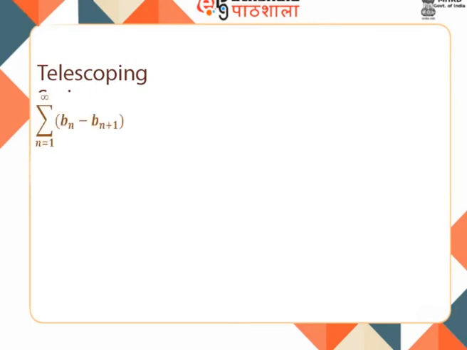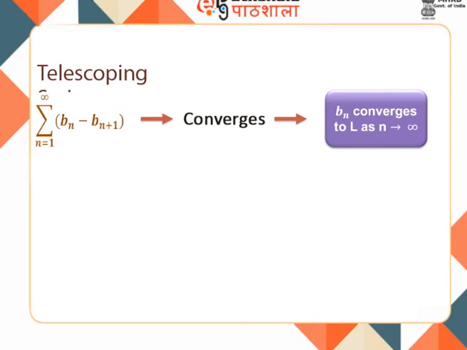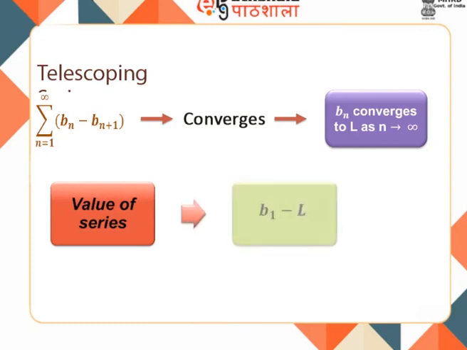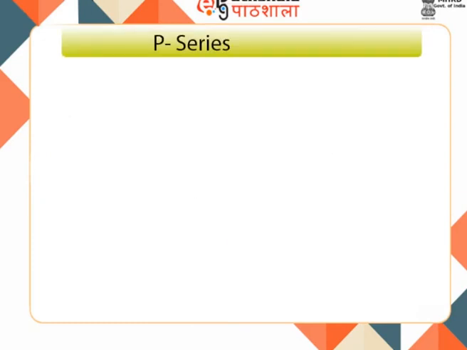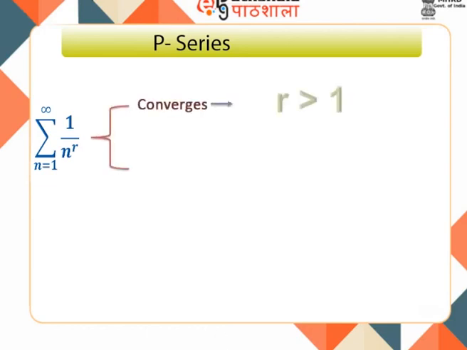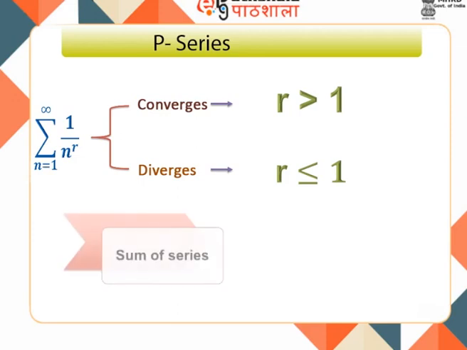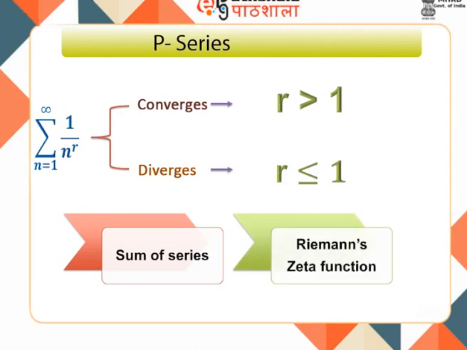A telescoping series, the summation of (bn − bn+1), where n goes from 1 to infinity, converges if the sequence bn converges to a limit L as n goes to infinity. The value of the series is then b1 − L. The p-series, the summation of 1/n^r, where n goes from 1 to infinity, converges if r is greater than 1 and diverges for r less than or equal to 1, which can be shown with the integral criterion as a function of r. The sum of this series is Riemann's zeta function.